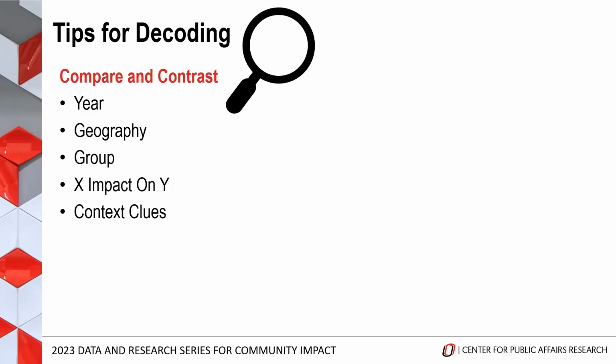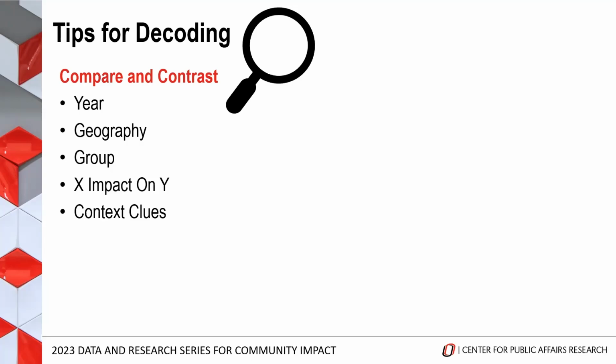So our tips for decoding: it's all about comparison and contrast. Last year we talked about some data and about using the tips of argumentation to construct meaning. Here we're going to talk about comparison and contrast as ways to make meaning of this data. Specifically, we'll talk about year, geography, grouping, looking at XY relationships, how does X impact Y, and then using context clues to really help people move along. So, getting from data to knowing.